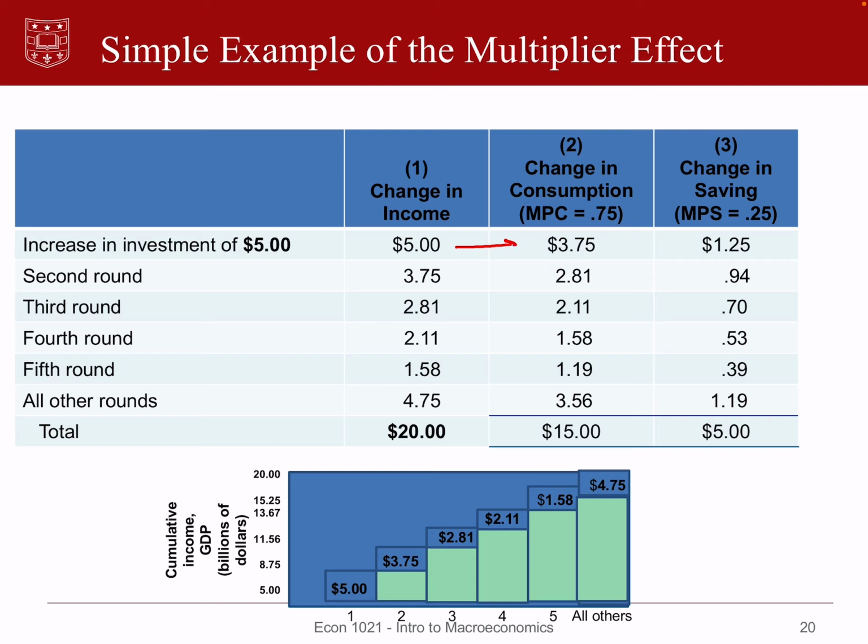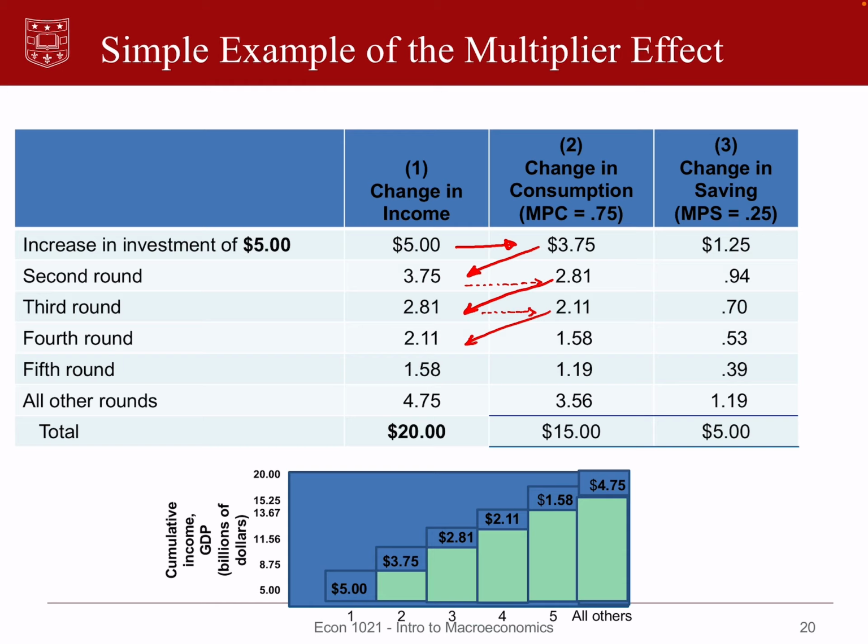That then is going to spawn a change in consumption according to the marginal propensity to consume. And so households, for instance, would be able to spend, according to this marginal propensity to consume, $3.75 more on consumption. That would become somebody else's income, which would generate additional consumption. So 0.75 times 3.75 is 2.81, which becomes income spawning additional consumption, which becomes income, and so forth.